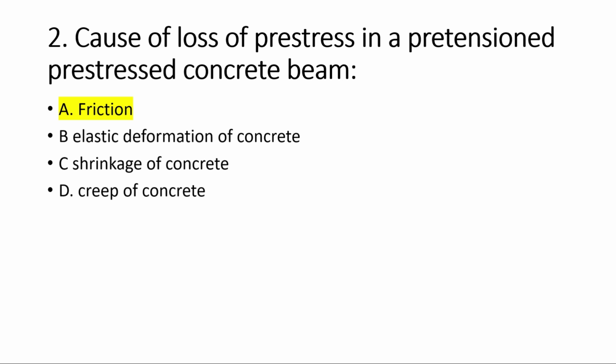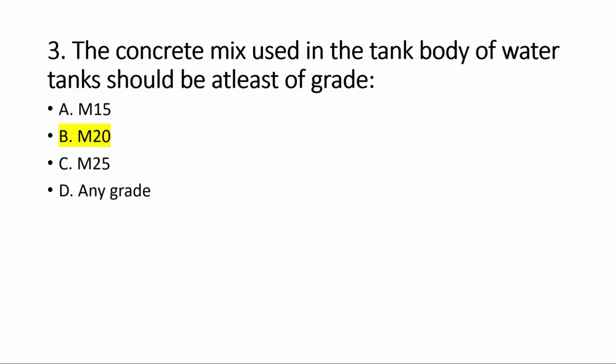Move on to the next question. The concrete mix used in the tank body of water tanks should be at least of grade. The answer is M20. As we know, in the construction of water tanks, the minimum grade of concrete is M20 for plain concrete and M30 for reinforced cement concrete. Likewise, we have grade M40 for pre-stressed cement concrete. This conforms to IS 3370. You can refer to that, and this is an important question which is usually asked in every examination. So for a water tank the minimum grade of concrete is M20.